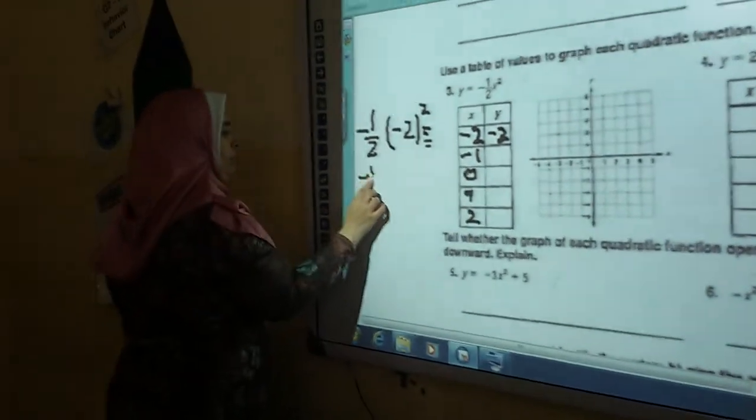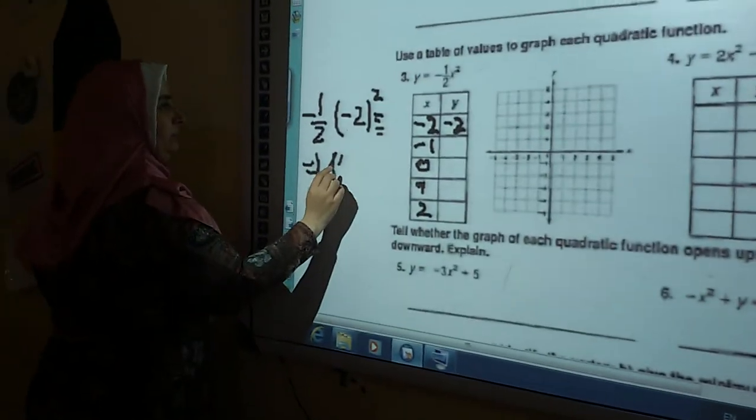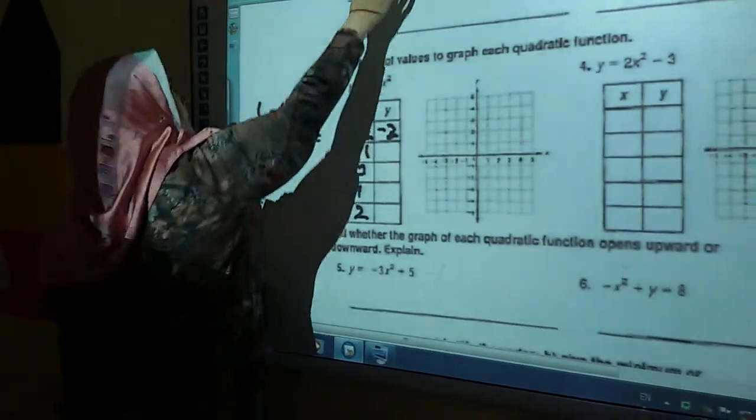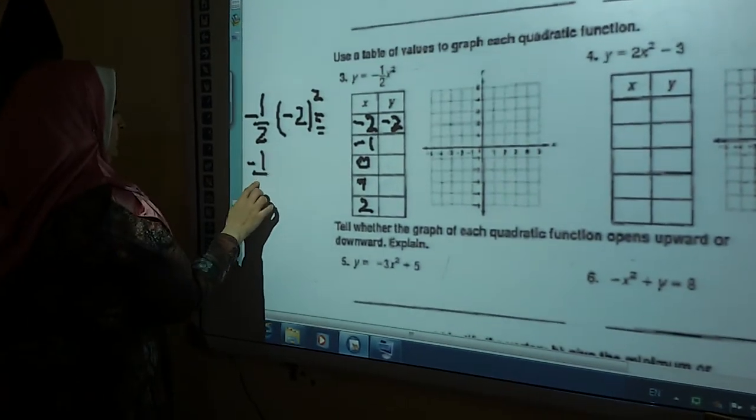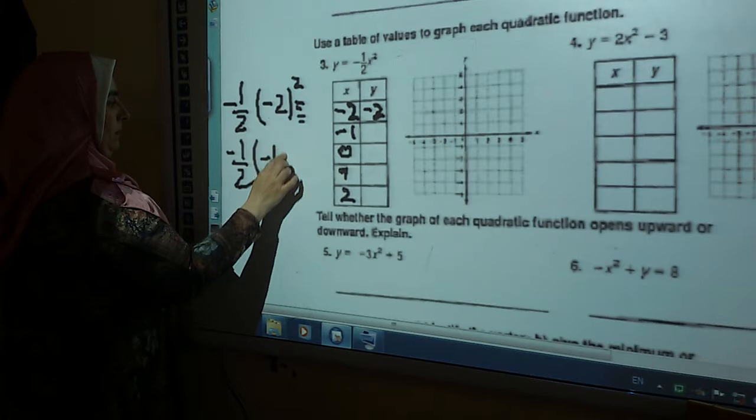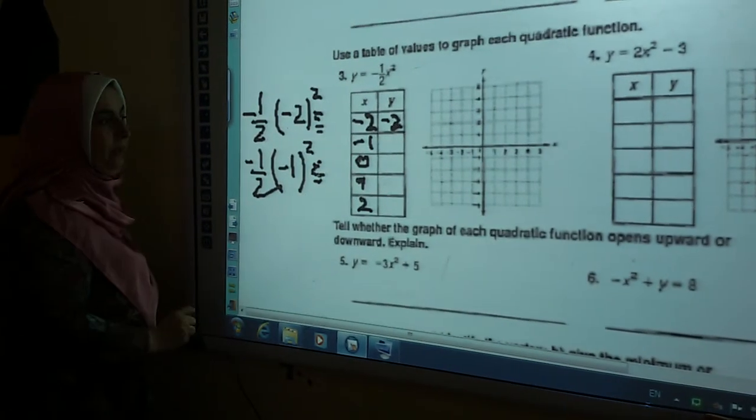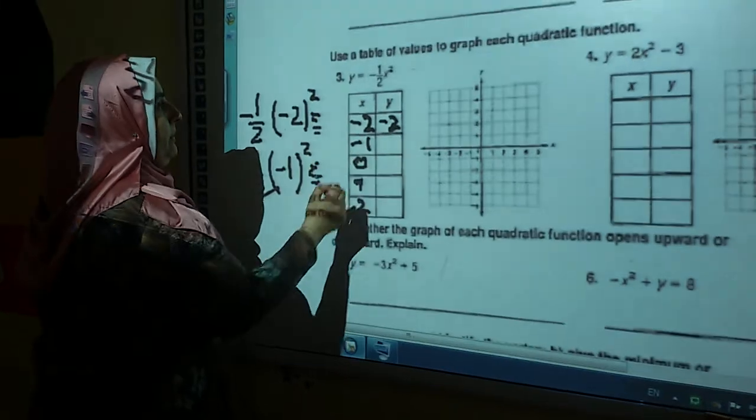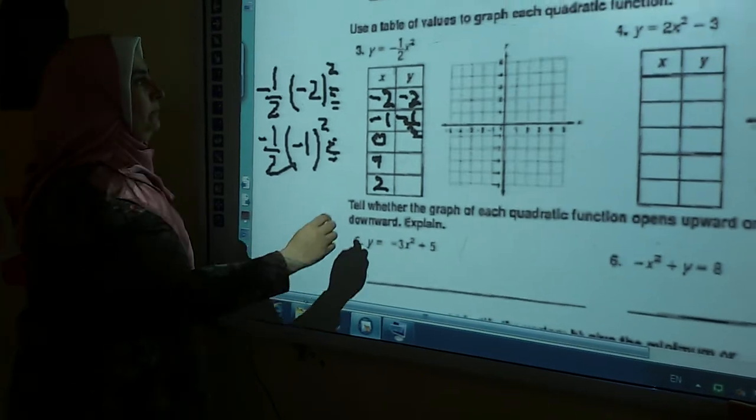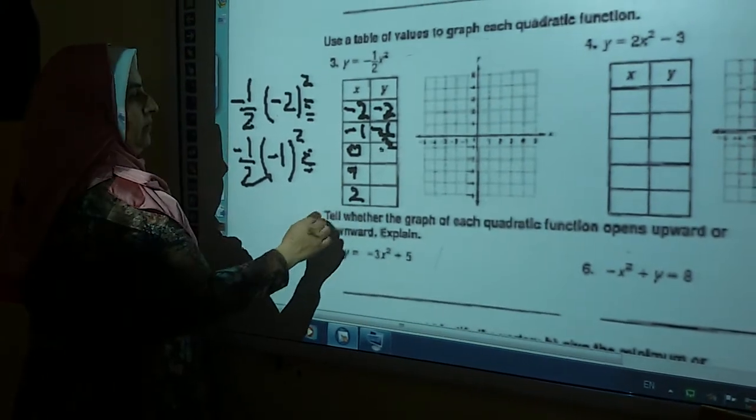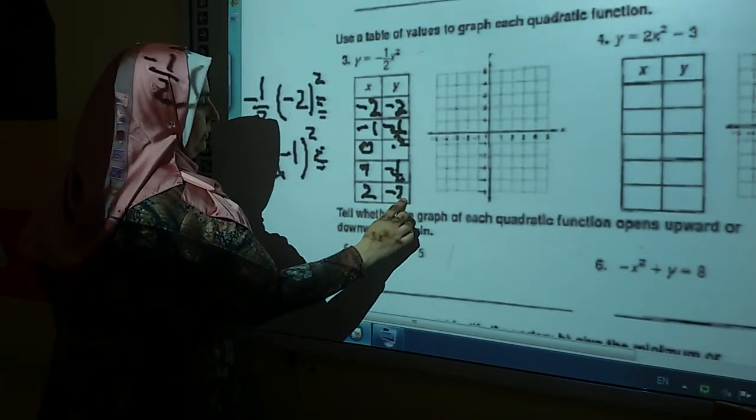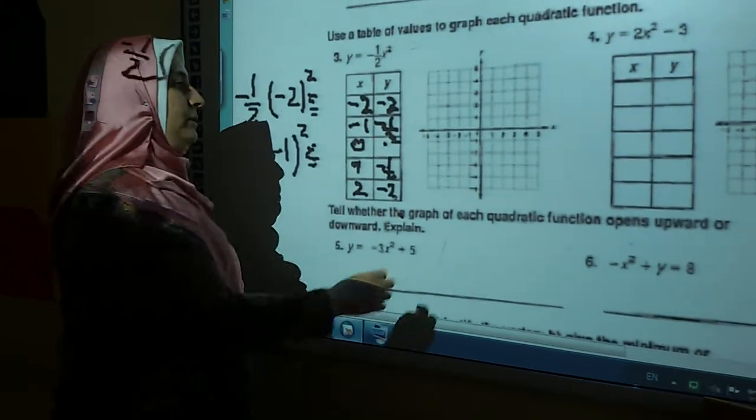So if I have negative 1, it will be negative half. And 0, it will be 0. And 1, it will be negative half again. And 2, it will be negative 2. Let's plug these numbers here.